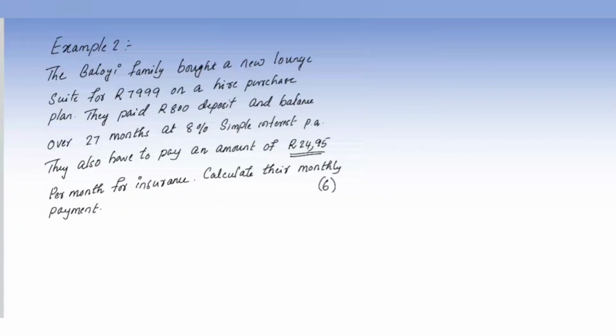Is it clear? Okay, so first you have to calculate, leave the insurance part for later. After calculating the actual monthly payment, you can add 24 rand also, because that is the insurance amount. So first you have to calculate what will be the monthly installment. So you need to know first what is the balance amount, because a deposit of rand 800 is given. So what is the balance loan, or outstanding balance?